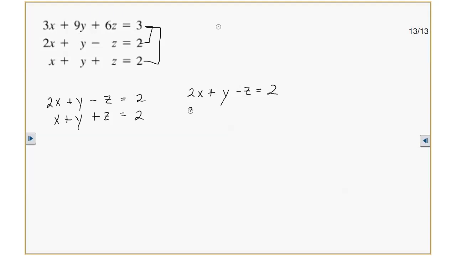And 3x plus 9y plus 6z is equal to 3. Now, whatever you get rid of on the left, you've got to do that same variable on the right. You've got to get rid of the same variable. You can't get rid of a z here and get rid of an x here. You have to get rid of the same variable.